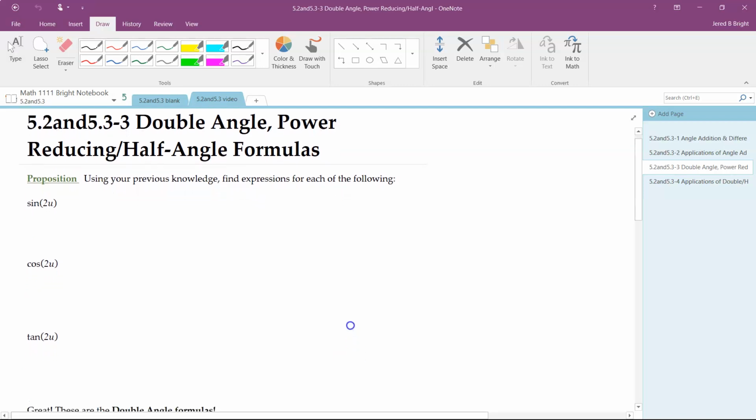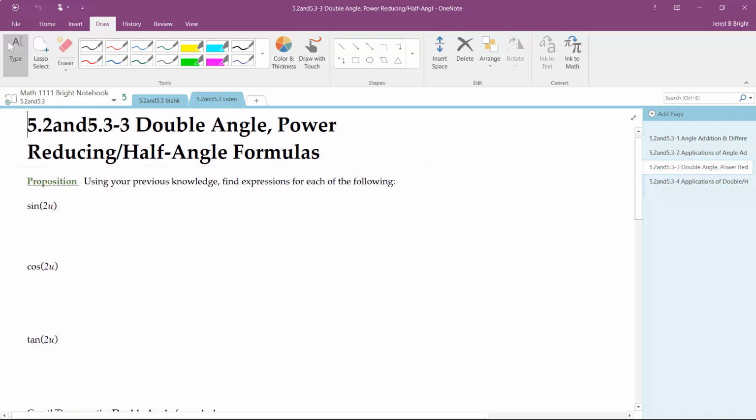Before diving too far into all these, I think it's prudent just to continue to put our skills to use here. So what I want you to do is pause the video and write out expressions for each of these. Sine of 2u, for instance, as a hint, I can write that as sine of u plus u. We learned identities for angle addition, right? Try using those on each of these for sine, cosine, and tangent. Resume the video when you're ready.